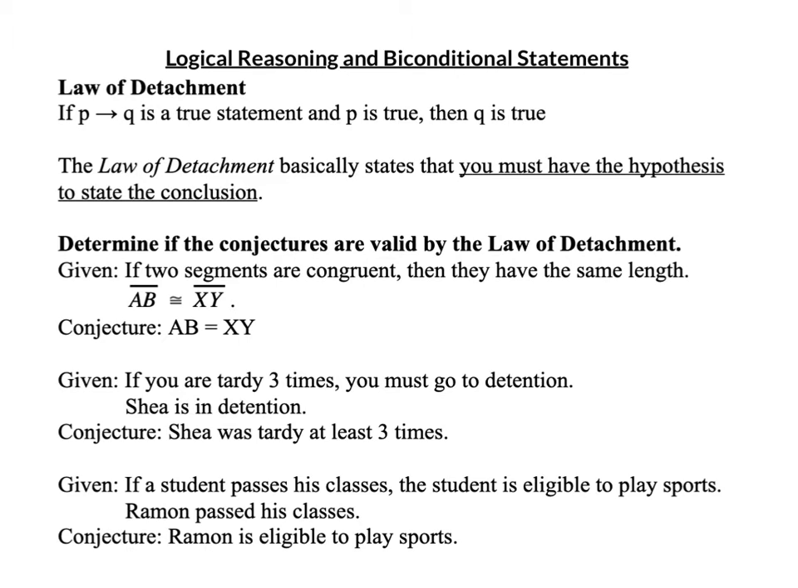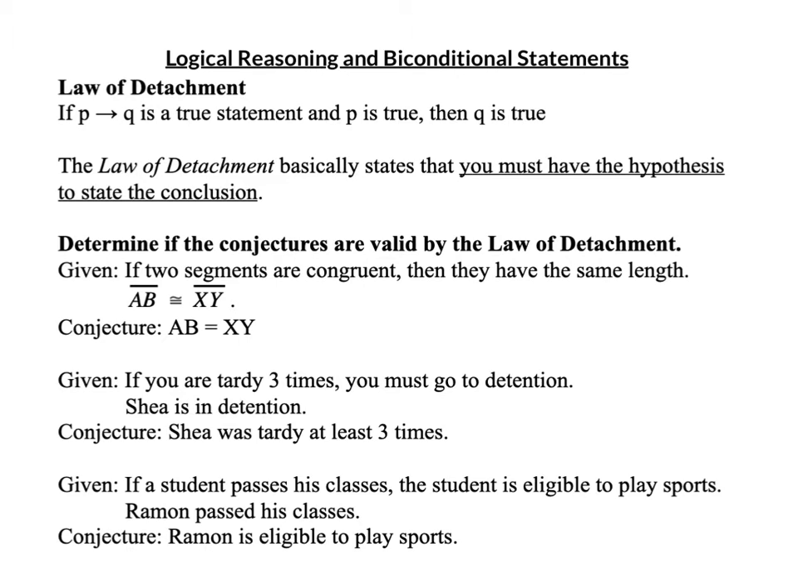When you see the words, it sounds really complicated, but it's actually a very simple idea. It says that if P implies Q, remember the arrow means implies, if that's a true statement and P is true, then Q is true. So that doesn't mean that much, but what they're really saying is that you must have the hypothesis to state the conclusion. If you have a true statement, you need the hypothesis to state the conclusion.